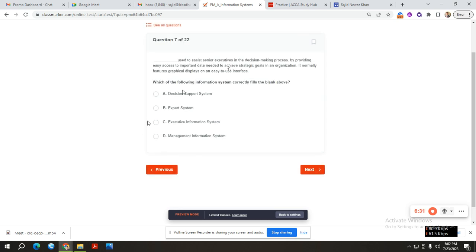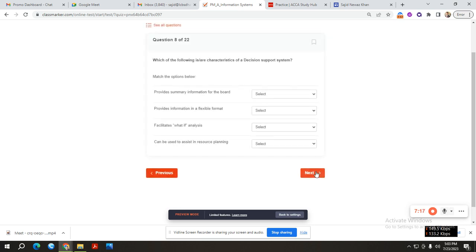Dash is used to assist. Which of the following correctly fills the blank? Okay. Dash is used to assist senior executives. So which information system do senior executives use? They might use a decision support, they might use expert, they might use executive information. This is out. Easy access to important data needed to achieve strategic goals in an organization. It normally features graphical displays on an easy to use surface. If you remember, in the executive information system most of it is visual, everything is summarized very briefly and easily in the form of a dashboard. So all these features refer to an executive information system, right?